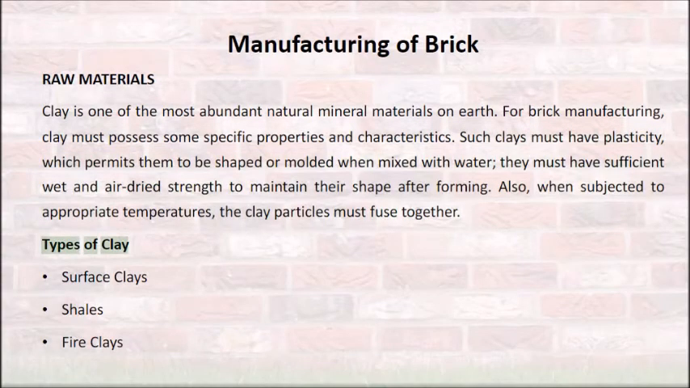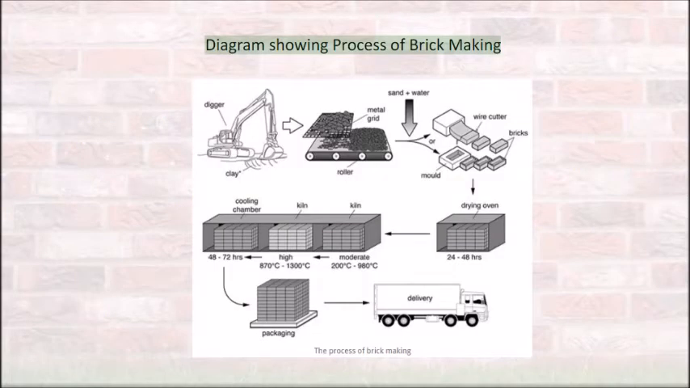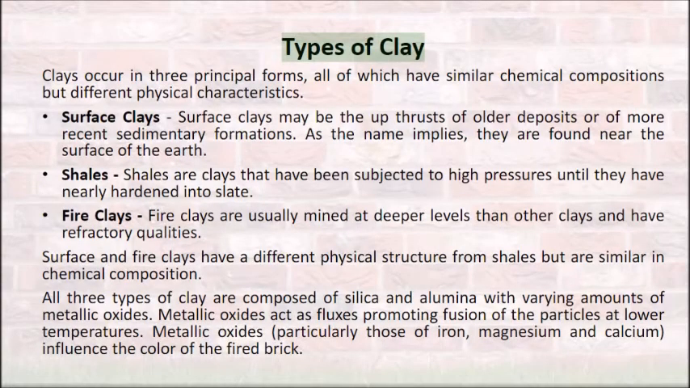Types of clay: surface clays, shales, and fire clays. Diagram showing process of brick making. Types of clay. Clays occur in 3 principal forms, all of which have similar chemical compositions but different physical characteristics.